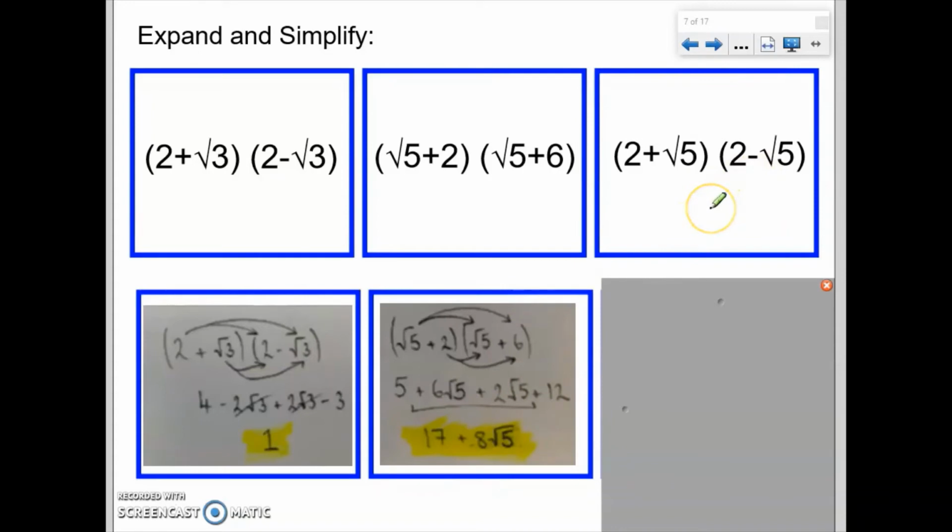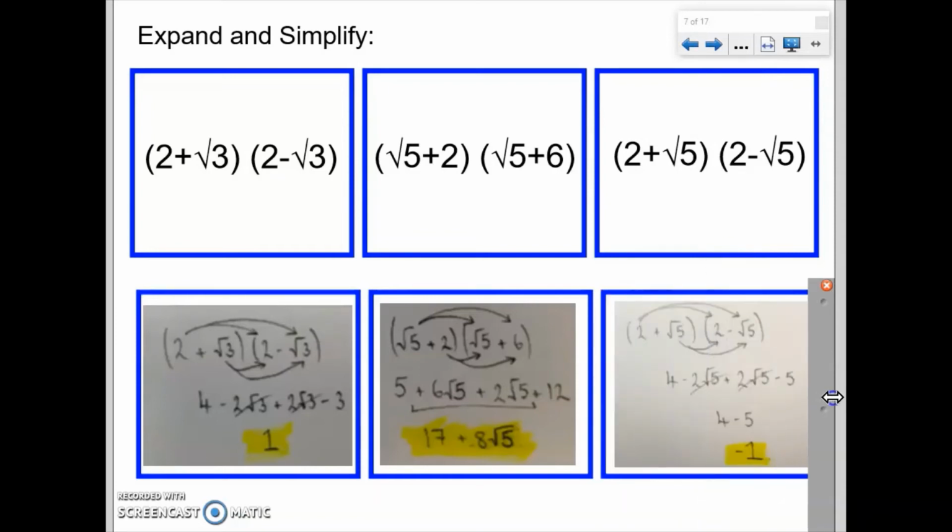If I have a look at question 3, again, because I'm dealing with a plus root 5 and then a negative root 5 and the same number in both brackets, but just different signs, I'm going to expect a similar result to here. So I'm going to expect a number and our irrational part of the question to be removed. Let's have a look if that is the case.